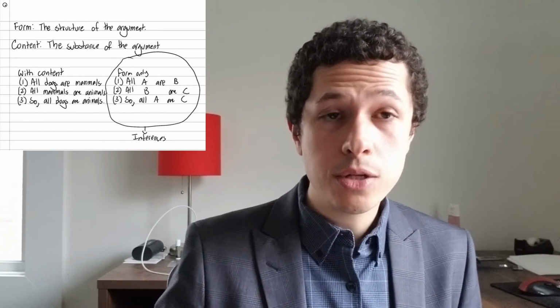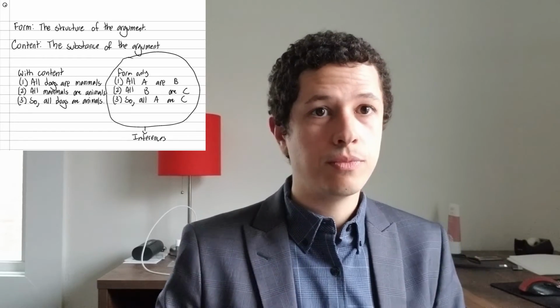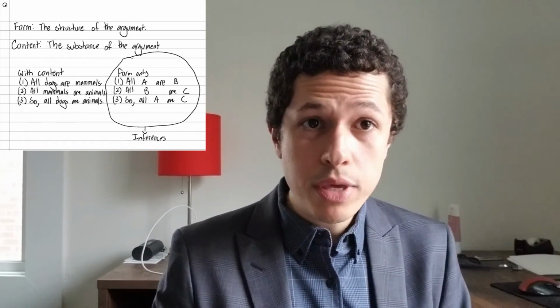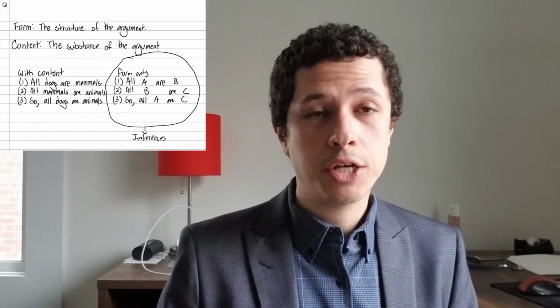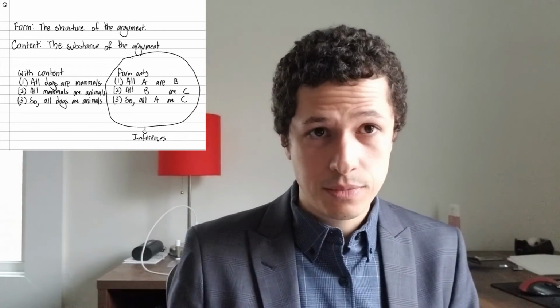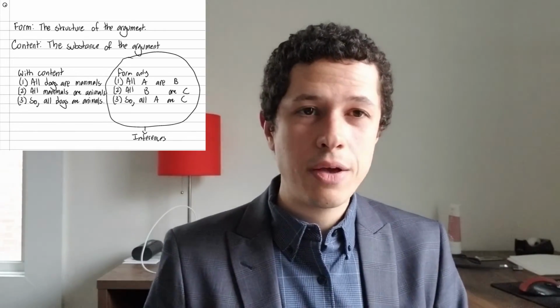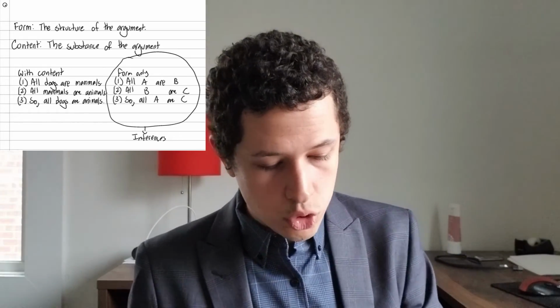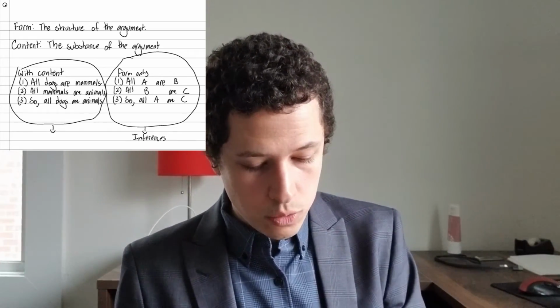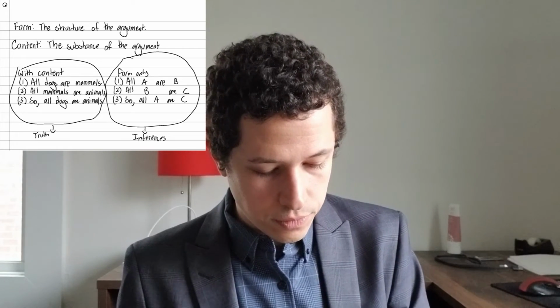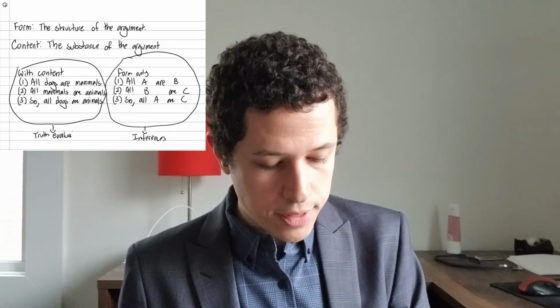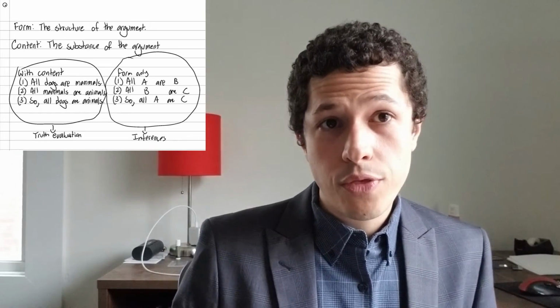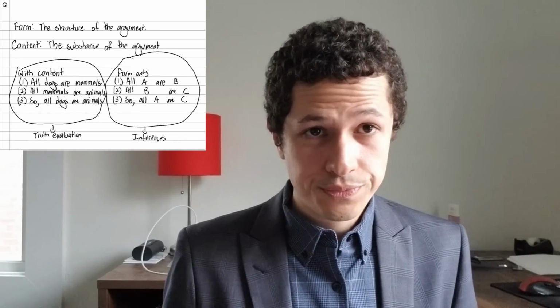But it's missing another crucial component. Are all A actually B, right? So for that, you're going to actually have to look at the content. So the form of the argument allows you to see the inferential connections, but you'll need the content when it comes to truth evaluation, right? Which is just a fancy way of saying you're going to want to know whether the premises of the argument are actually true, right?